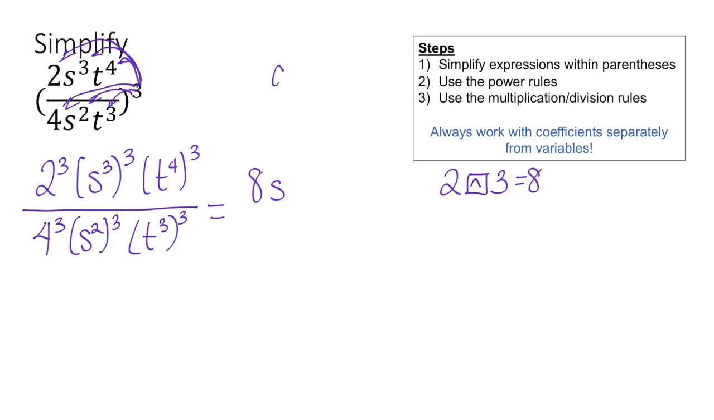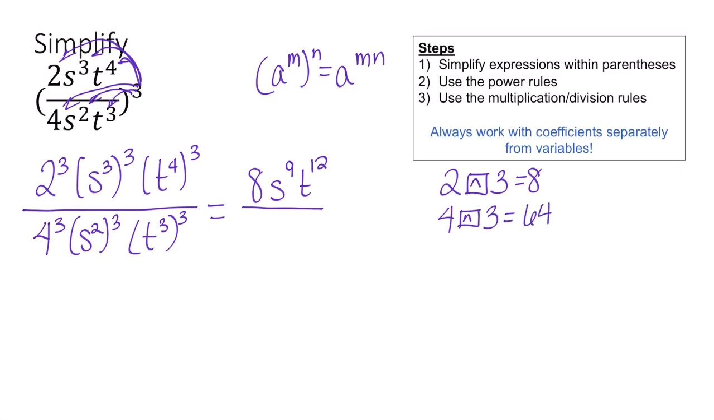Okay, so to simplify that, I need to use that power of a power property, which tells me that I multiply those two exponents. So s to the 3 times 3 is 9. And then I have t to the 4 times 3, which is 12. And that's over, now I have 4 to the third. Remember, no exponent rules there, just using regular math on your calculator. So 4 to the third is 64.